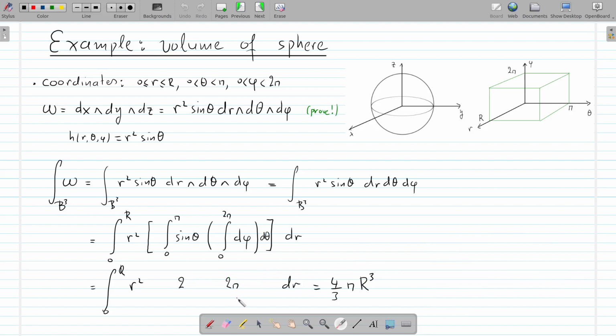So now the integrals can be performed. The inner integral gives us 2 pi. The theta integral gives us 2 times 2 pi, that's 4 pi. And then the integral over r will give us r cubed over 3. And we end up with the familiar formula of the volume of the ball, which is 4/3 pi r cubed. And notice that we have obtained the correct sign, which is a plus.